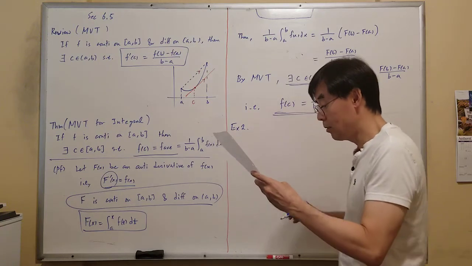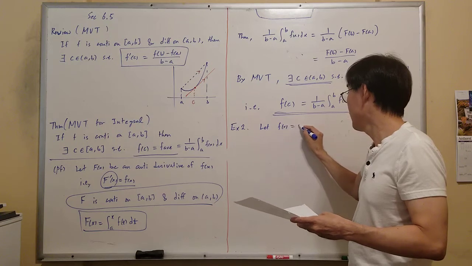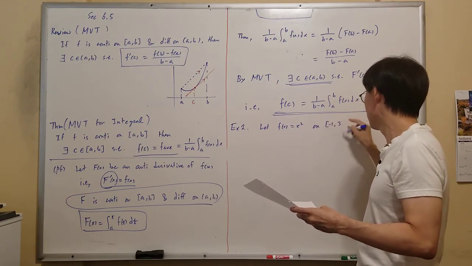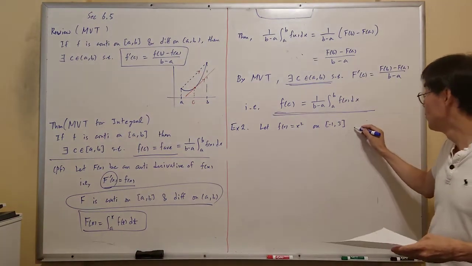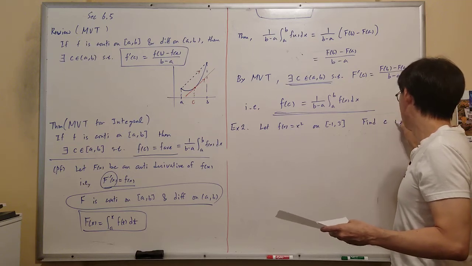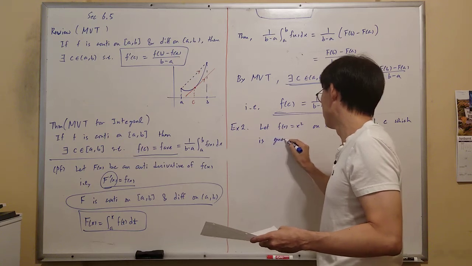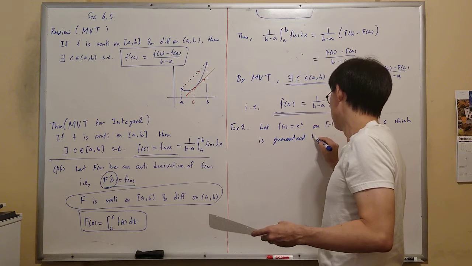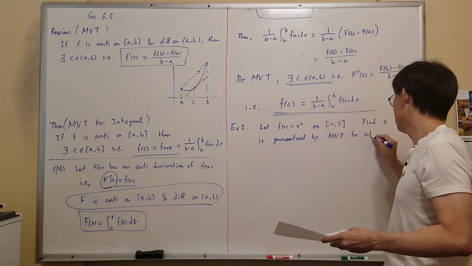In example 2, let f of x be x squared on negative 1 to 3, just like example 1. Then find c, which is guaranteed by the mean value theorem for integrals.